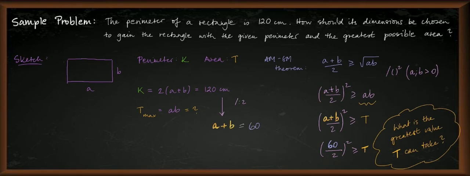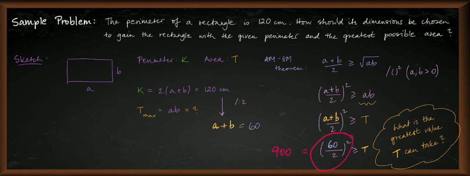Now, what is the greatest possible value T can take, so the area can take? As you can see in the inequality, T is less than or equal to (60 over 2) to the power of 2. So if you work out the right-hand side, which is 900, you will have the inequality T is less than or equal to 900. That is, the area of the rectangle with the given perimeter, 120 centimeters, cannot exceed 900. It can be less than 900, but it cannot exceed it according to the inequality.